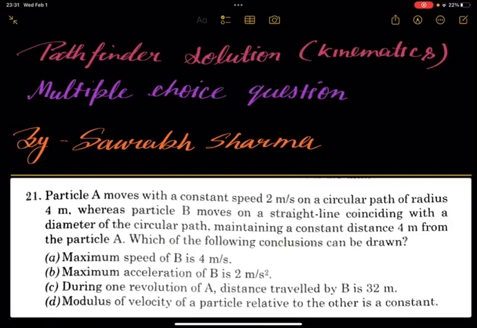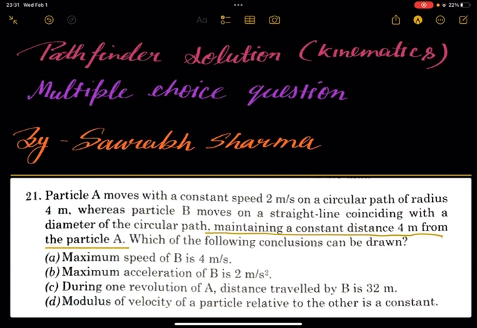Hello friends, I am coming with question number 21 and it was a wonderful question. Particle A moves with a constant speed 2 meter per second on a circular path of radius 4 meter, whereas particle B moves on a straight line coinciding with a diameter of the circular path, maintaining a constant distance 4 meter from the particle A. This line is very important: maintaining the constant distance 4 meter from the particle A.